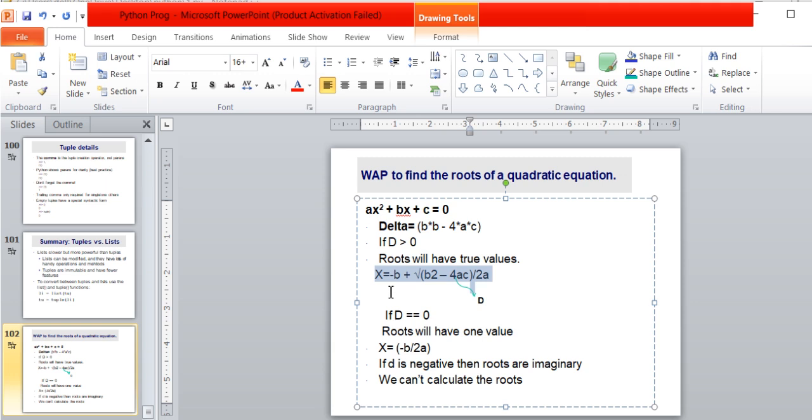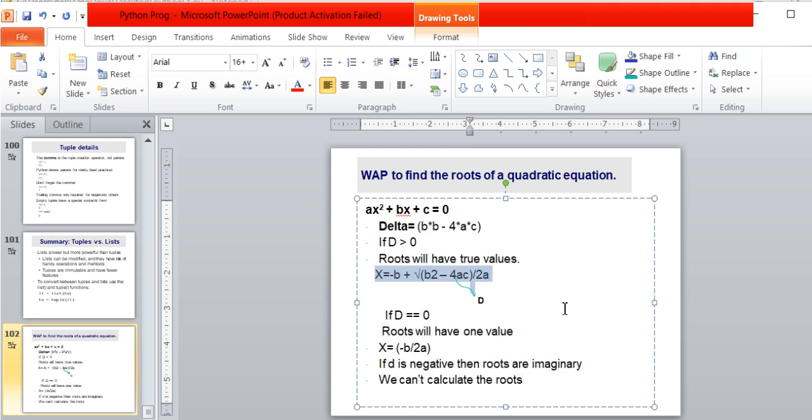Now we are checking the other condition. If d equals 0, then the roots will have one value. For this we have the formula minus b upon 2a. If d is negative, then the roots are imaginary. We can't calculate the roots.